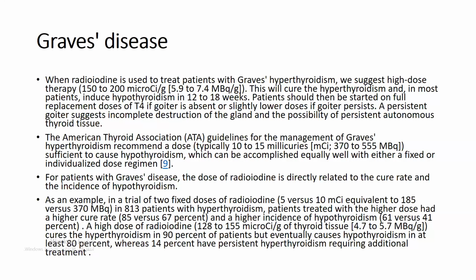In Graves' disease, as we mentioned, radioiodine is used to treat patients. The high dose therapy is about 150 to 200 microcuries per gram. This will cure the hyperthyroidism, and in most patients will induce hypothyroidism in 12 to 18 weeks. In practice, I see some patients who do not become hypothyroid, but this is the minority. They will stay in euthyroid status. But in the majority of cases, they become hypothyroid and need definitive replacement with levothyroxine lifelong.